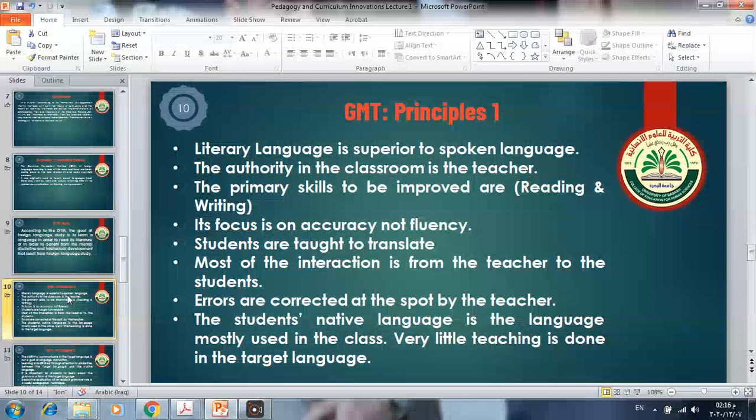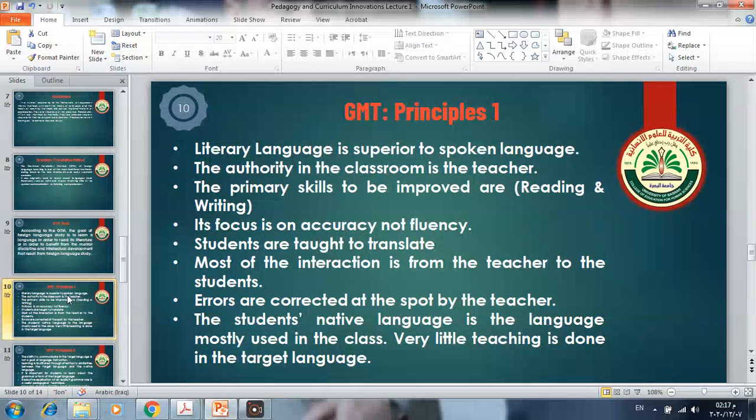Now, when the students make certain errors, the teacher corrects them on the spot. So immediately, the teacher stops the students and says, no, this is wrong. You have to say it this way. Okay, so errors are corrected on the spot.